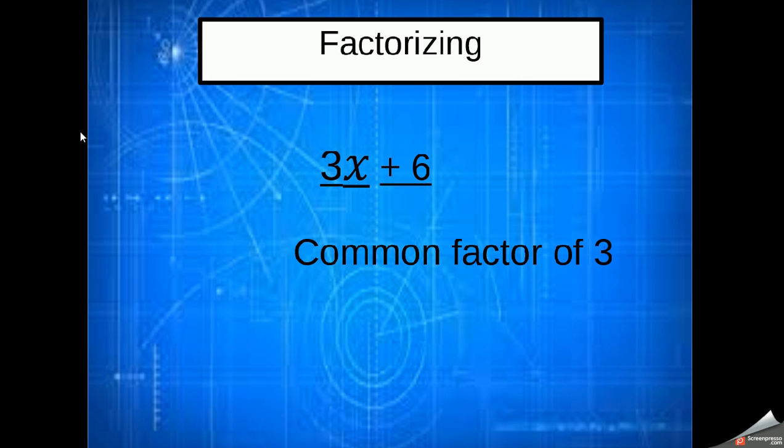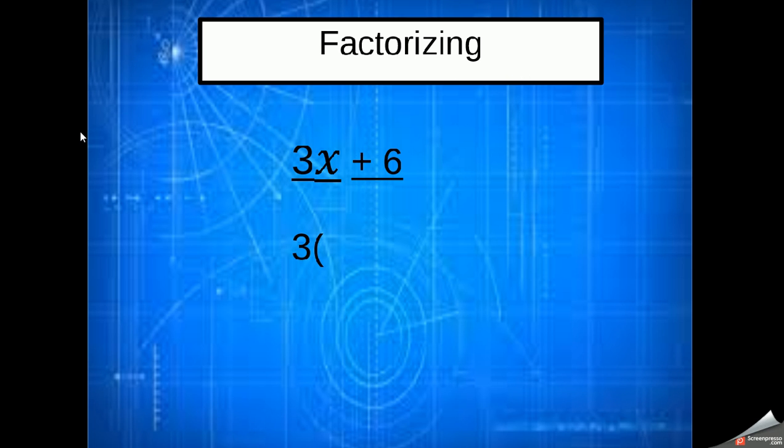Next thing we have to do is look to see what is the common factor of these terms and constants. In this case, 3 will go into both of them, because I can look at the numbers and see that 3x can be divided by 3. 3 will go into 3, and 3 will go into 6. So I put the 3 outside a bracket and then divide everything inside by that 3.